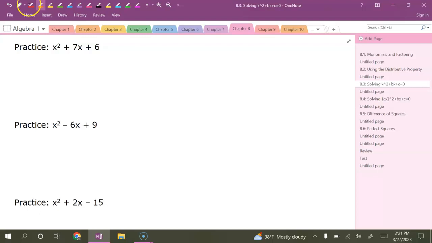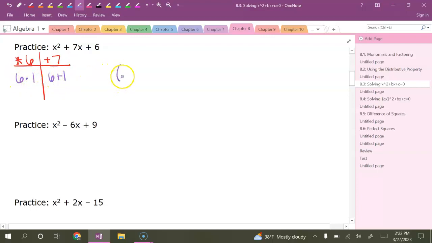Alright, so for this first one, I would have set up my chart. We want to multiply to 6. We want to add to 7. The numbers that do that are 6 and 1. So this should have factored to x plus 6 and x plus 1.